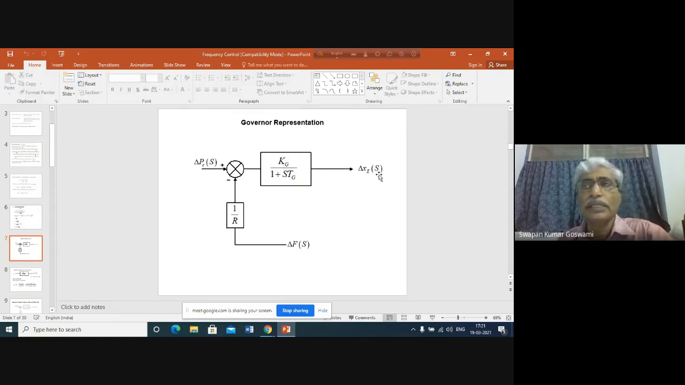Del Xcs is the output of this. Inputs are del Pcs and del Fs. Obviously, it is (del Pcs minus del Fs by R) into Kg by 1 plus sTg, equal to delta Xcs. So this is the mathematical model, or transfer function model, of the speed governing system.